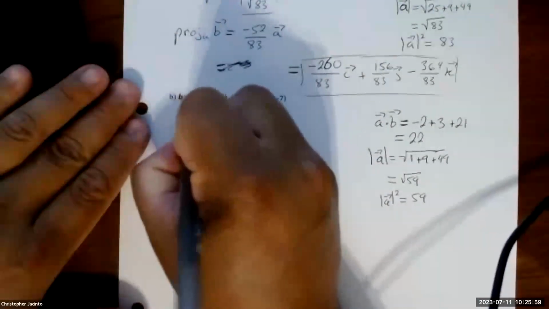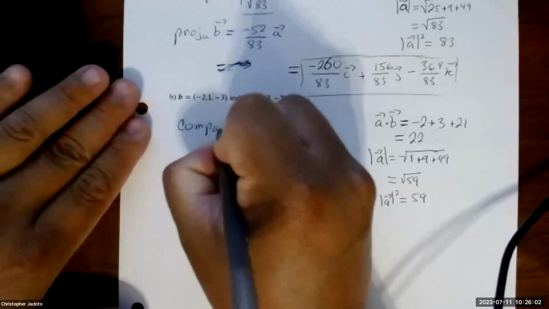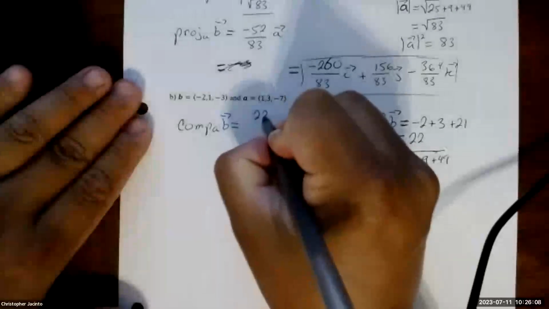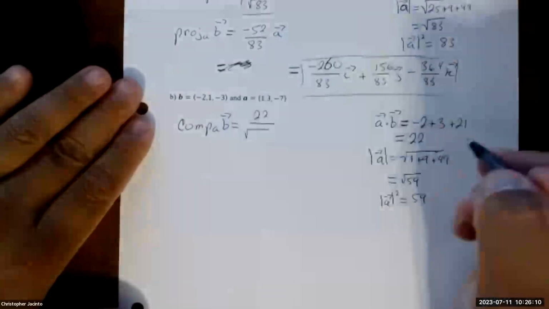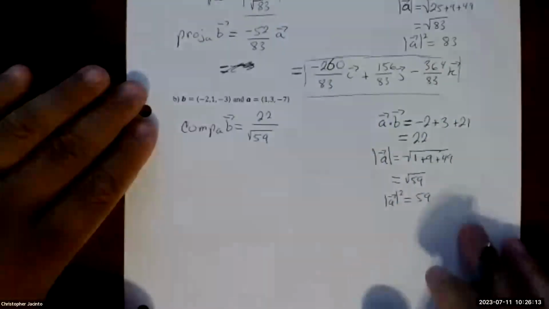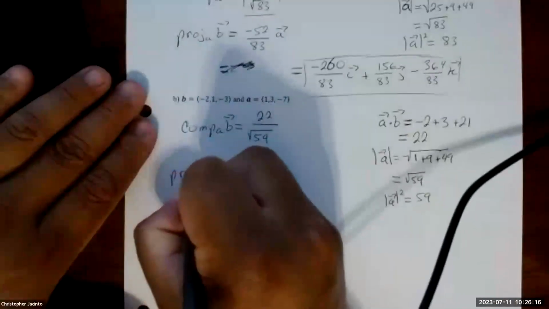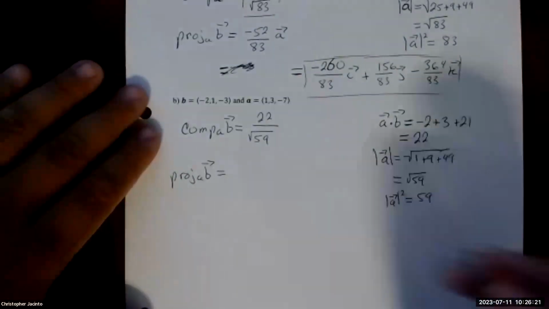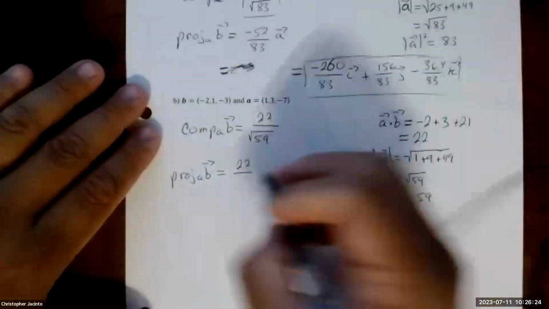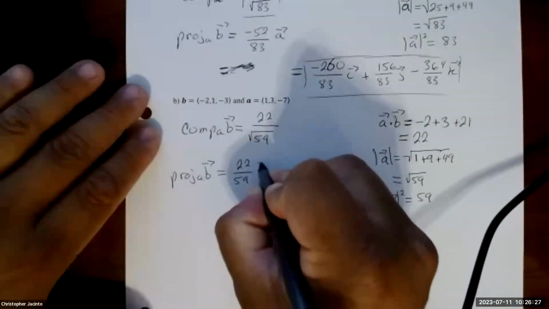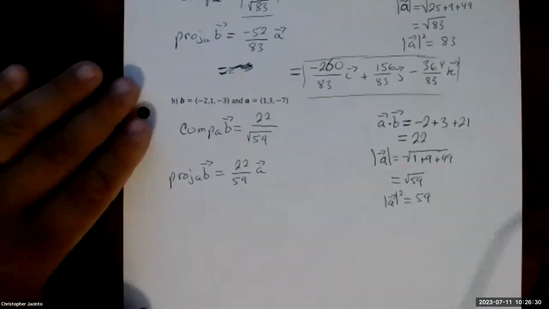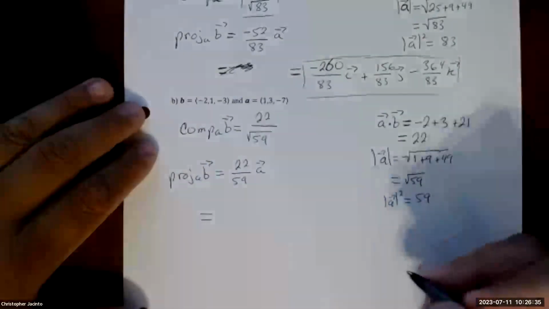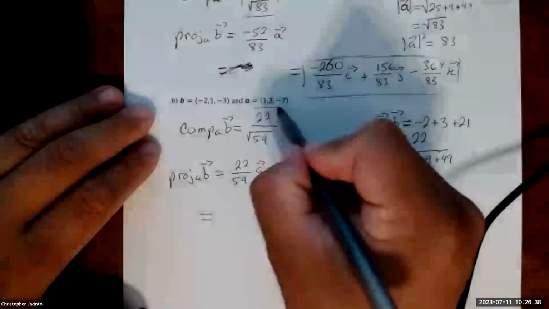So first we'll do the scalar again. That's the easy one of the two, and that's going to be 22 divided by the square root of 59. And then the vector projection will be 22 divided by 59 times vector A. So this will give me, here's vector A, doing that.